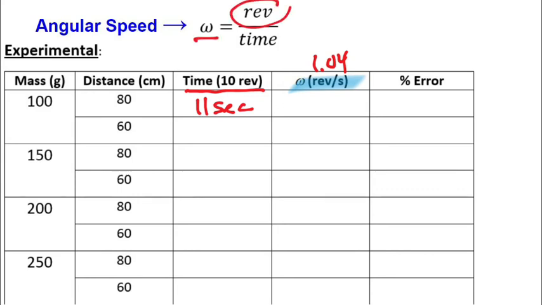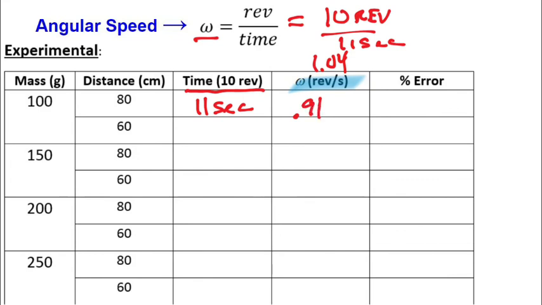Angular speed is how many times it spins per unit time. How fast is it spinning per unit time? It's doing 10 revolutions in 11 seconds. So you can figure out your revolutions per second. 10 divided by 11 is 0.91 revolutions per second. So this is what it actually did, and this is what I thought it should do. Let's go find some percent error.